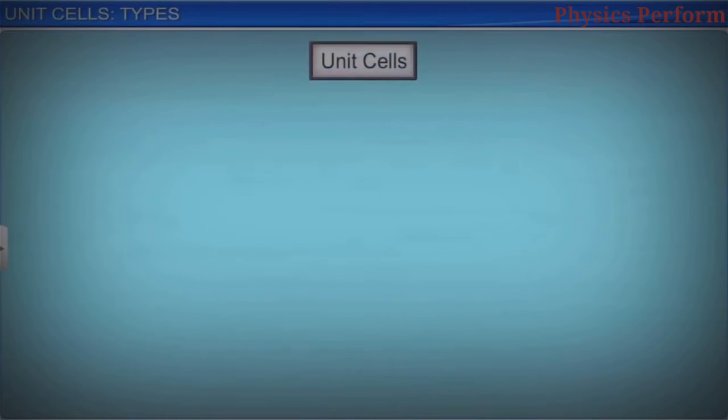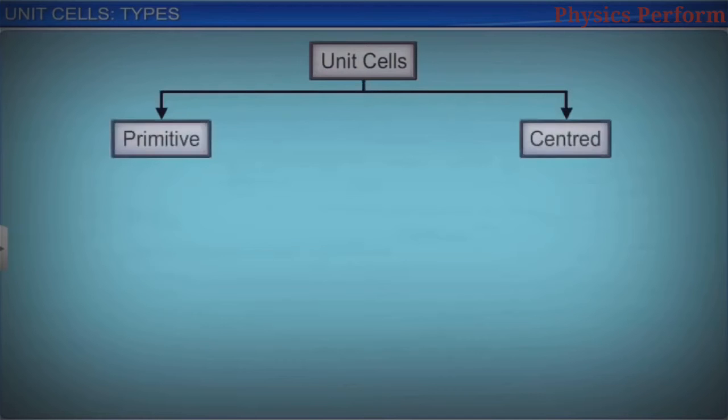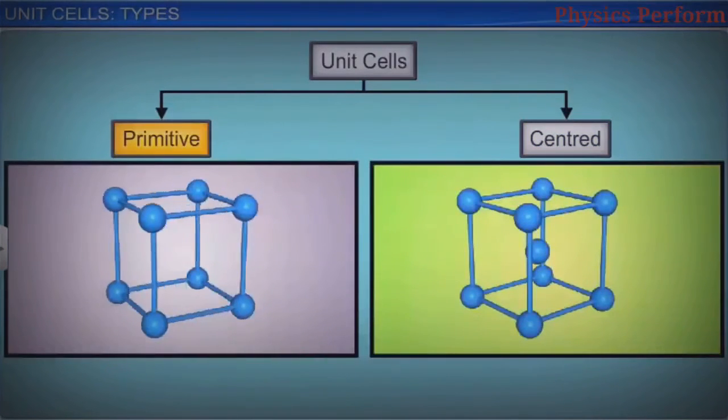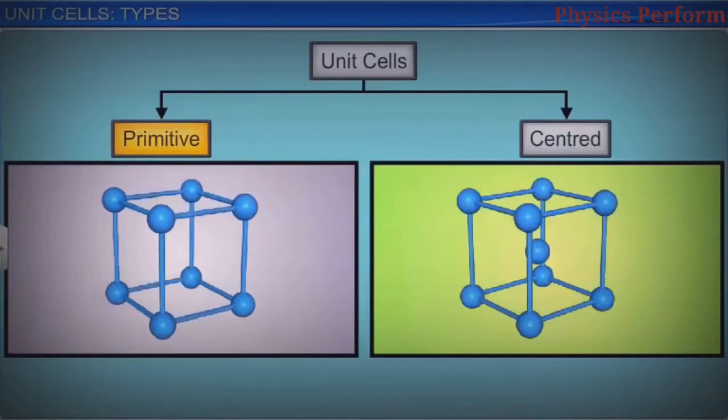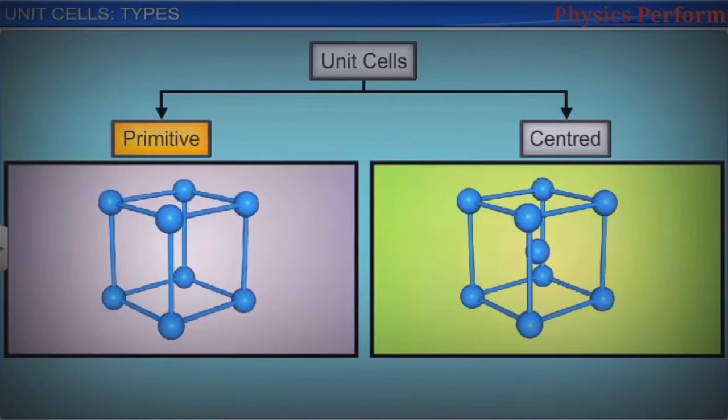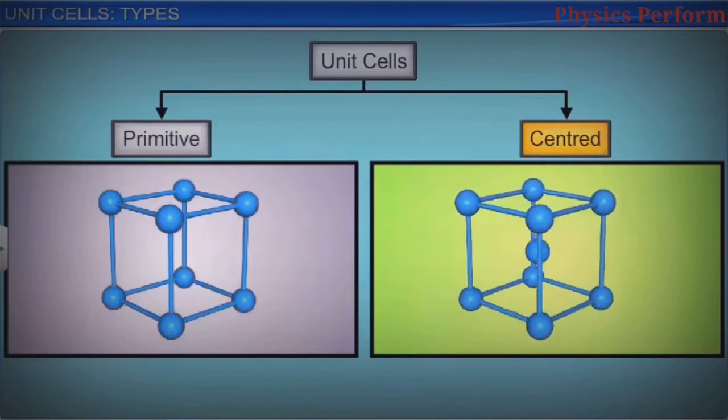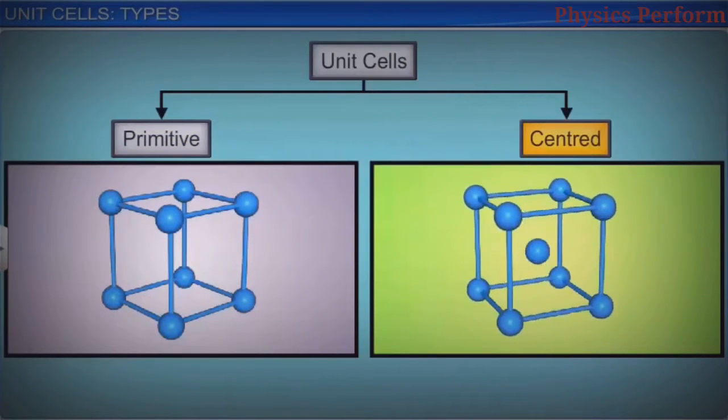Unit cells can be broadly classified into 2 categories: primitive unit cells and centered unit cells. Unit cells in which all the constituent particles, such as atoms, ions, or molecules, are present only at the corners are called primitive unit cells. Unit cells in which one or more constituent particles are present at positions other than the corners, in addition to those at the corners, are called centered unit cells.